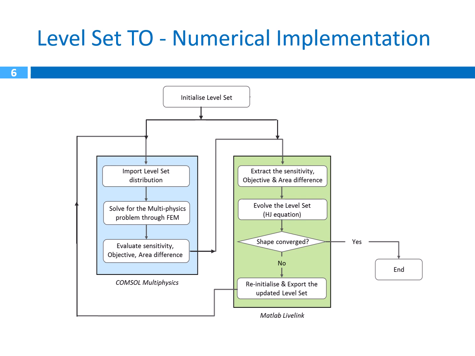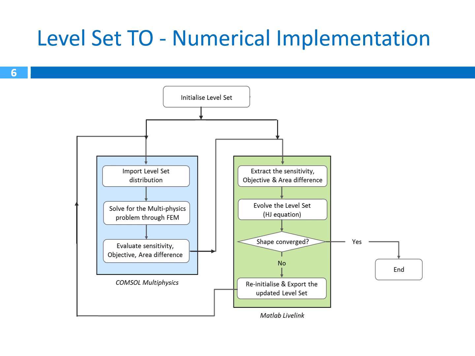So evaluate these three and then pass these three pieces of information into your optimizer or the Hamilton-Jacobi solver. Here in this case, the Hamilton-Jacobi solution is made using a MATLAB program. MATLAB receives the objective function, sensitivity and area difference, and based on that, it solves the Hamilton-Jacobi equation and gets the new level set distribution. And now you check for the optimization convergence.